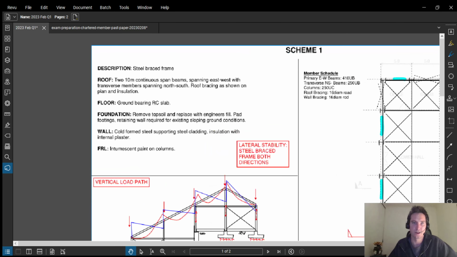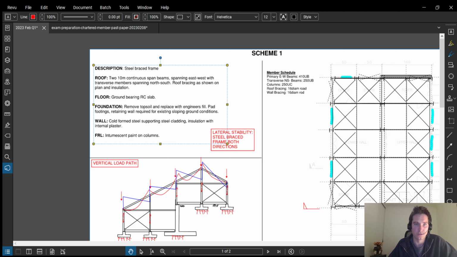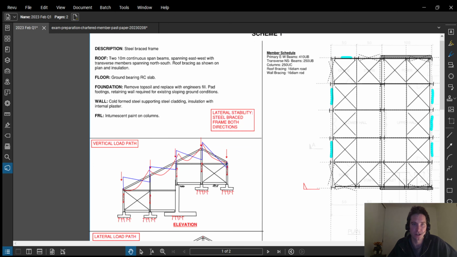So what have I got here for my first scheme? It's a steel braced frame. I talk a bit about the roof in terms of which way it's spanning. I've got roof bracing as shown on plan, and I've addressed the insulation. So that comes back to the client requirements about minimizing energy consumption. For the floor, I've got a ground bearing reinforced concrete slab. My foundation, as I mentioned earlier, we're removing the topsoil, we're replacing it with engineered fill, and I've got some shallow footings, which are my pad footings here.